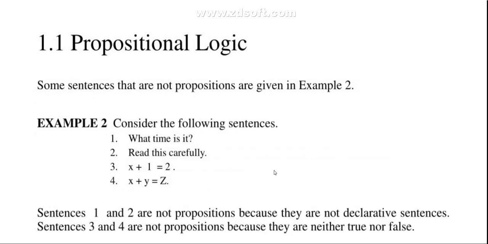So you can see the second example. Some sentences that are not propositions are given in the example. Sometimes you see a question, with a question mark, or something unknown. You cannot decide whether it is true or false. So there are sentences like that, which are not propositions. In example number 2, what time is it? It's not declarative, it's a question somebody is asking, so you cannot say it's right or wrong. Read this carefully. Again, x plus 1 is equal to 2. Here x is unknown, so maybe x is equal to 0, maybe x is equal to 1, maybe x is equal to 2. You cannot decide here because nobody has told you what x is equal to. Again, x plus y is equal to z. These kinds of sentences are not propositions.